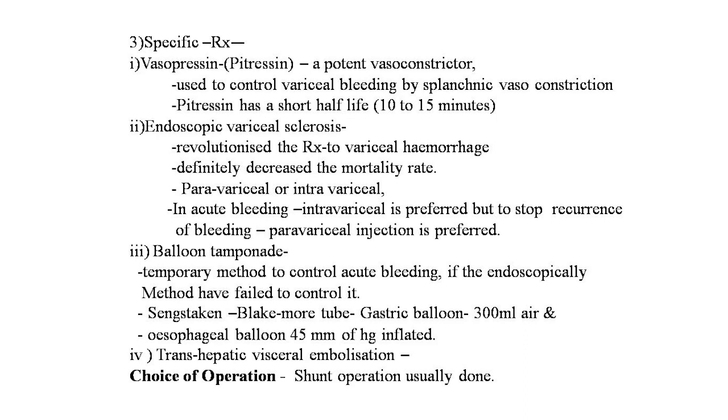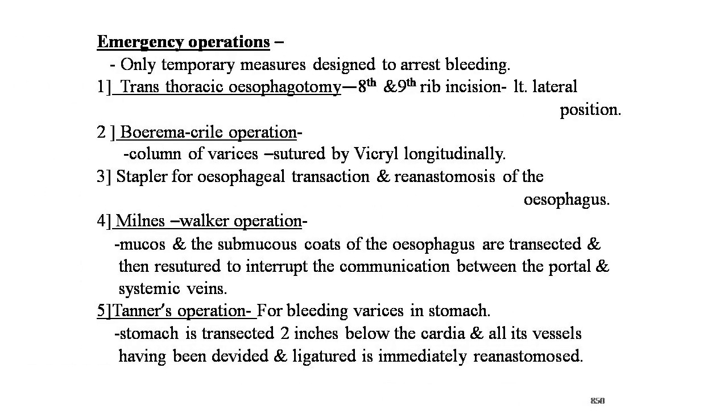Choice of operation: shunt operation is usually done in portal hypertension and liver cirrhosis. Emergency operations are only temporary measures designed to arrest the bleeding. Transthoracic esophagectomy: if there is massive bleeding and bleeding is not stopped, then transthoracic esophagectomy is done through an 8th and 9th rib incision in the left lateral position.